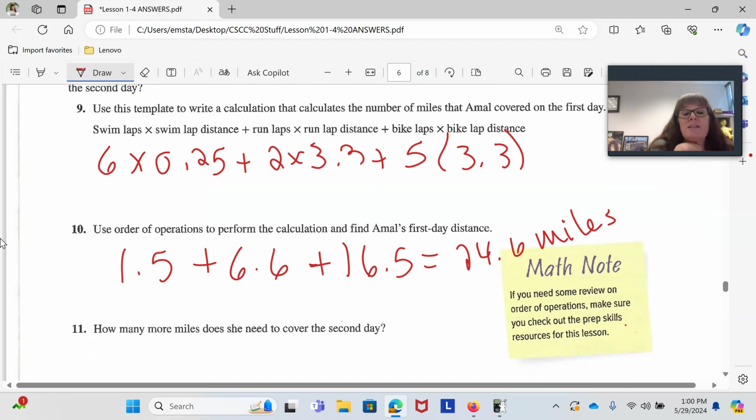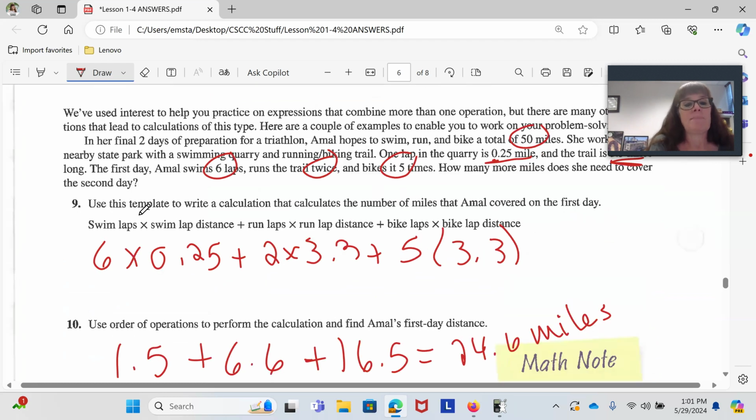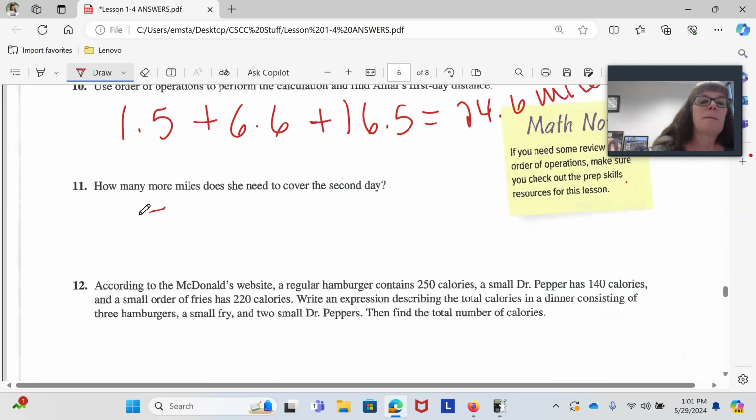You could have typed in the whole expression from number 9 into your calculator. Your calculator does know order of operations and it does it correctly. That's why we use scientific calculators. So then to calculate how many more miles she needs to cover her second day, we look back at the original problem. She wanted a total of 50. So I'm going to take 50 minus 24.6.